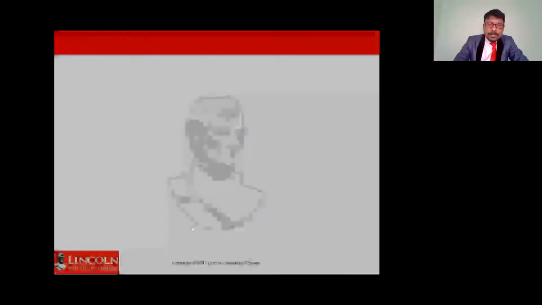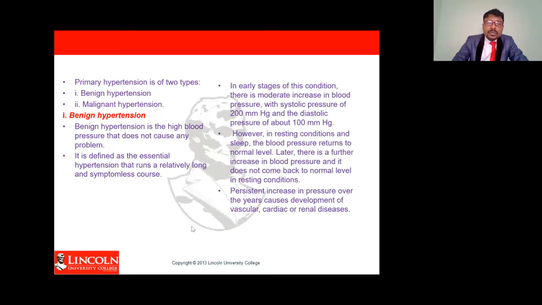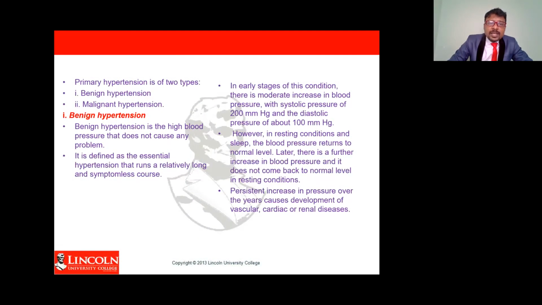Again, this primary hypertension is divided into two types: benign hypertension and malignant hypertension. Maybe you have heard about benign tumors and malignant tumors. A benign tumor won't spread from one part to another part. It only grows, and it won't give much complication or damage to other parts of the body.